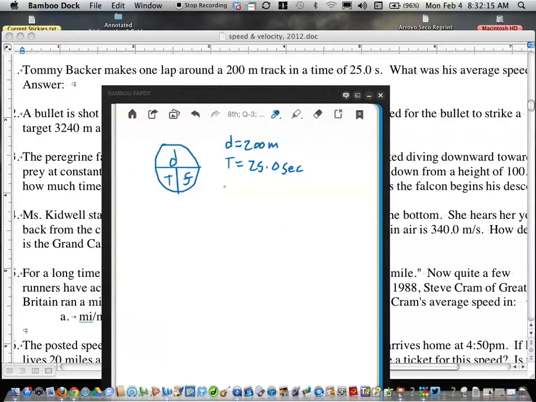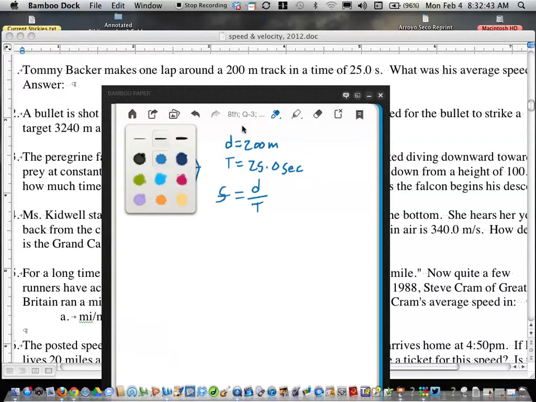So next we write down what we want to find out. Speed. Speed equals, or S equals D over T. Here's D, here's T. All I need to do is look at this circle formula to see that S, and I see a little equal sign there, D divided by T. Okay? The next step is just to plug in the numbers.